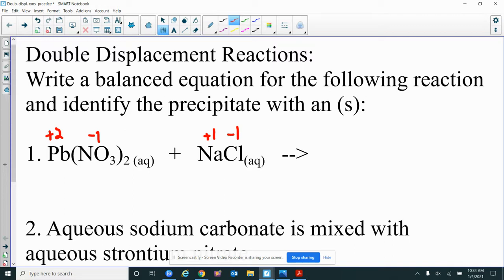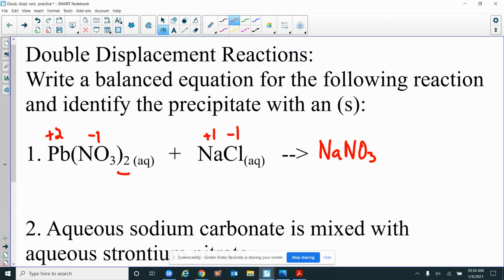They're the same on the product side as the reactant side. That's not true in the other reactions, but in double replacement, the charges stay the same. So now I'm going to switch partners so that Na is going to go with the NO3. Now, just because there's 2 NO3s over here does not mean that I put 2 here.